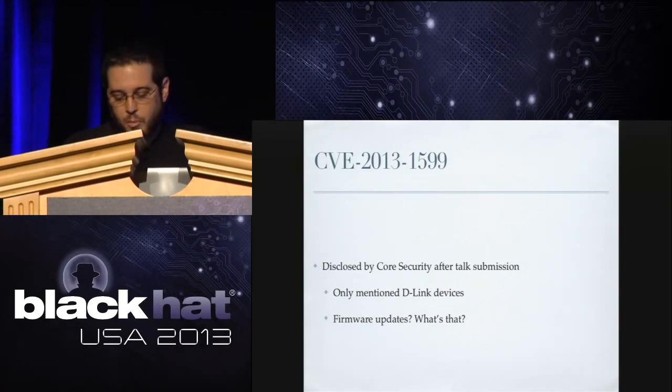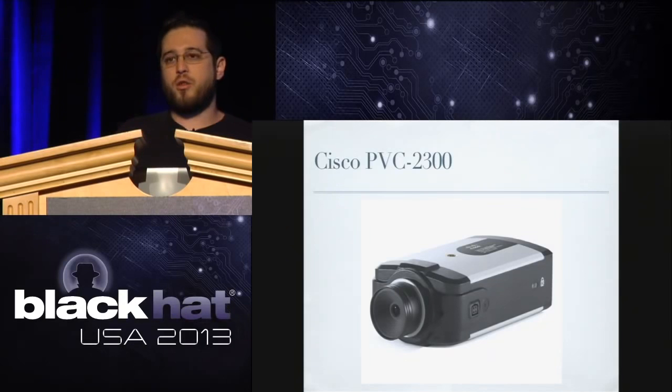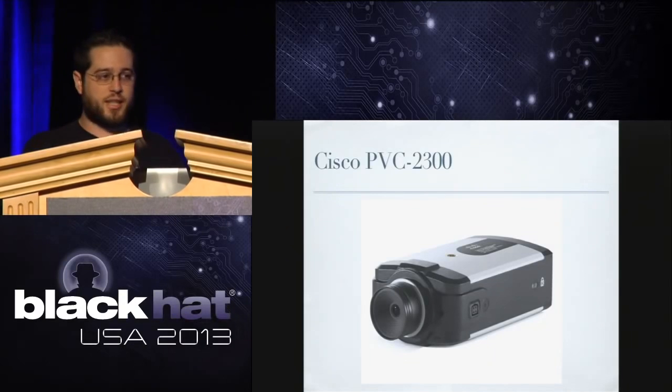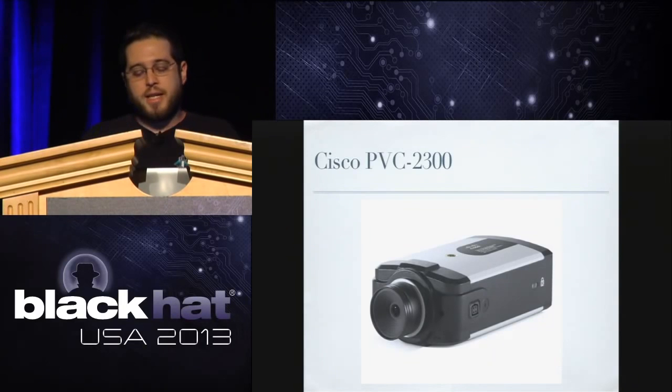So I said, okay, D-Link is an easy target. As I mentioned, that's why I picked them. Let's move on to perhaps a more reputable vendor like Cisco. The Cisco PVC-2300 is kind of a mid-range business IP camera. It runs about $500.